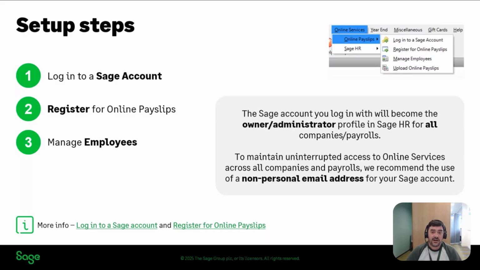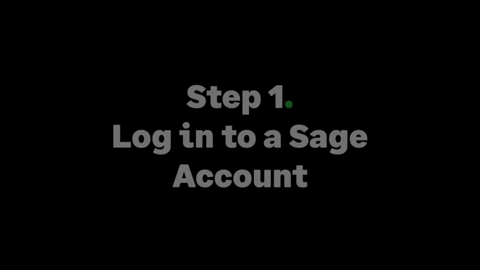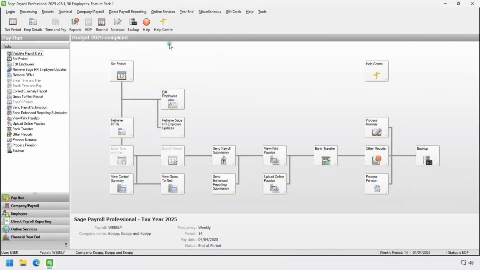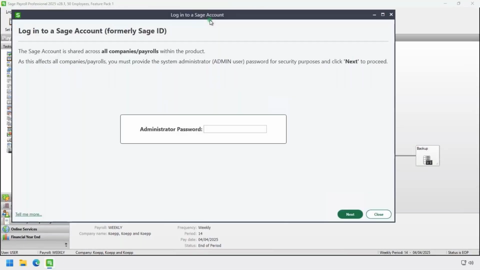So let's take a look at that process now. And we're going to start with step 1, which is logging in to a Sage account. Now, all of the setup is done from the online services menu option at the top of the screen just there. You'd come to online payslips, and that first step is to log in to a Sage account.